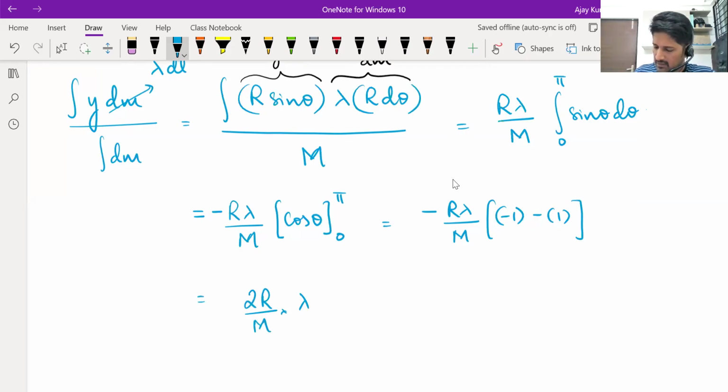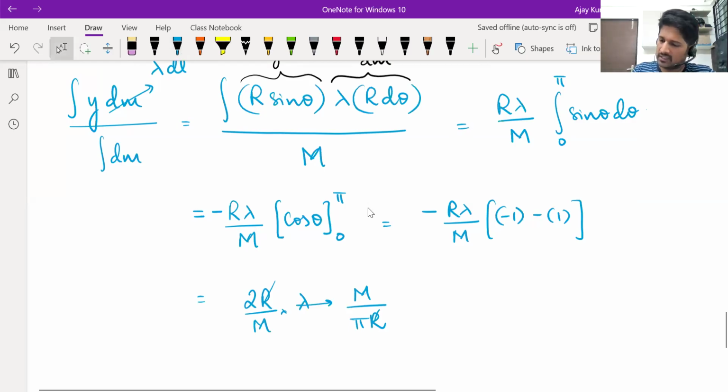What was lambda? Total mass by total length. Now the radius gets cancelled. Wait, how did radius get cancelled? Just a moment. Okay, there are two r's. No, it is r square lambda by m. Fine.